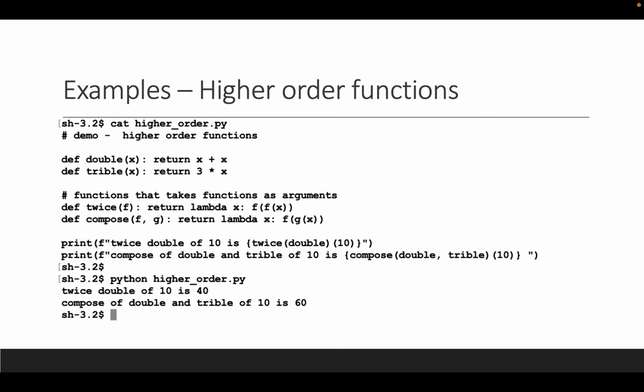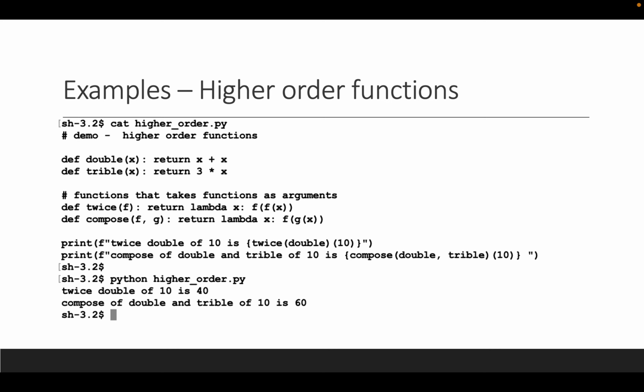Now we define two higher order functions: one is twice, another is compose. The twice function takes a function as a parameter and returns a function that applies the function twice, as you can see in f of x. In the case of compose, it takes two functions and returns a function which applies the two functions in composition in a sequential manner.